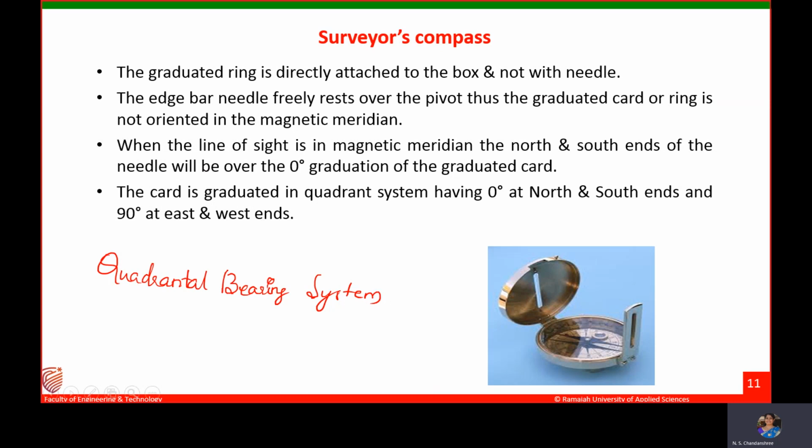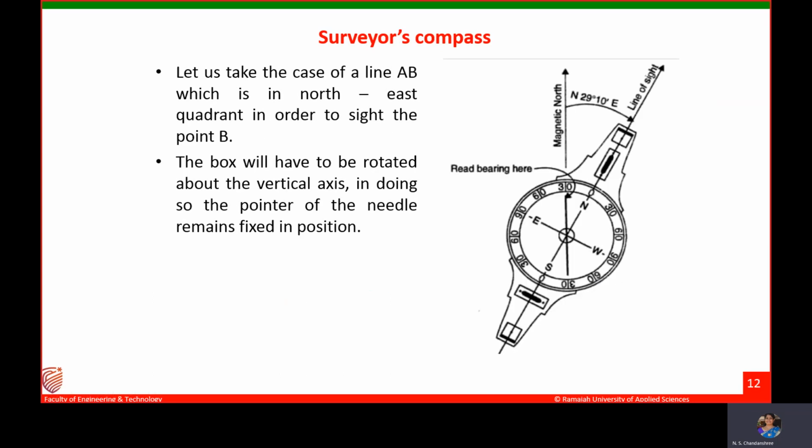Now here, instead of a graduated ring attached to the magnetic needle, as you can see in this image, the magnetic needle itself is suspended and the graduations are marked on the base of the plate. So this is one of the differences between a prismatic compass and a surveyor's compass. It looks like this. The entire circle is divided into four quadrants and the readings are marked on the base of the plate.